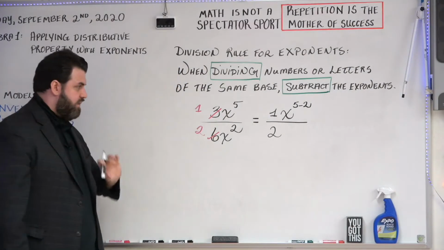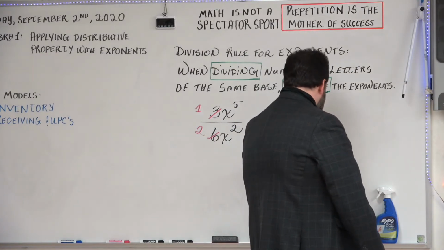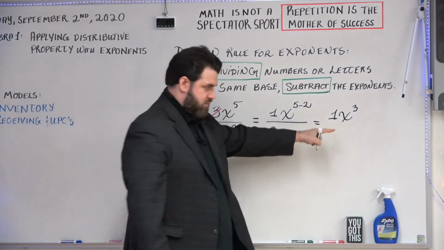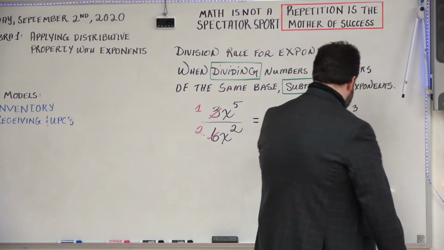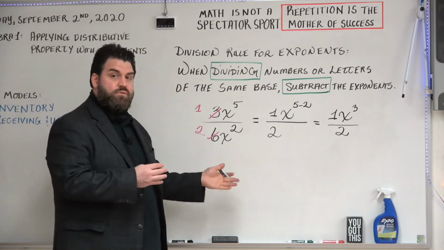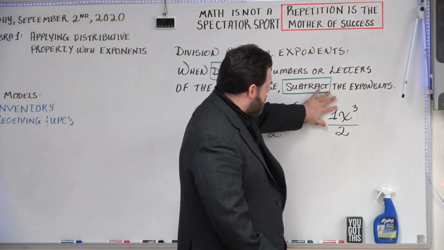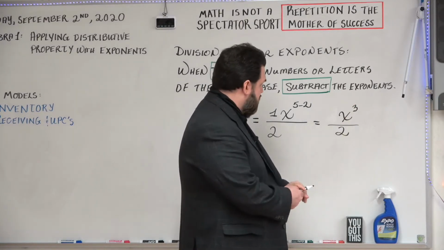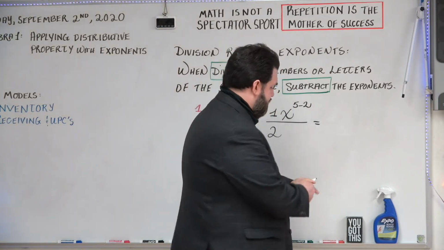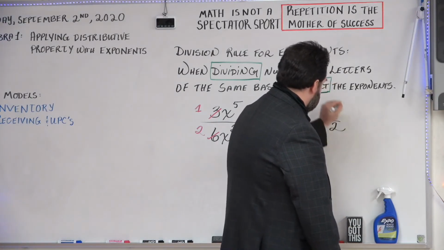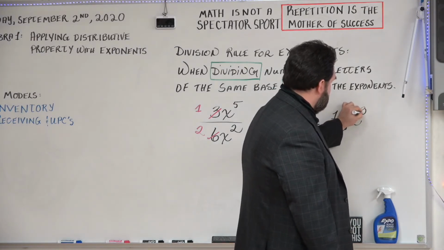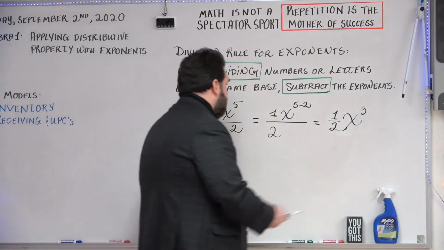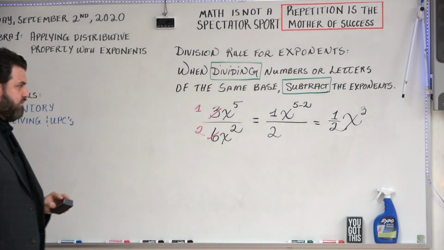All right, so we're almost done. 5 minus 2 is 3. So this equals 1x raised to the power of 3 over 2. It's fine to write it like that. You don't have to write the 1, so you could write x to the 3rd power over 2, or you could put the 1/2 out front and then write x to the power of 3. All 3 ways of writing it are equivalent. Let's do another example.